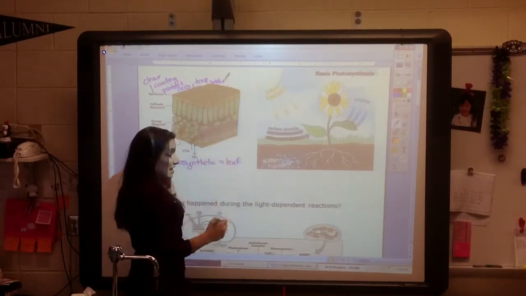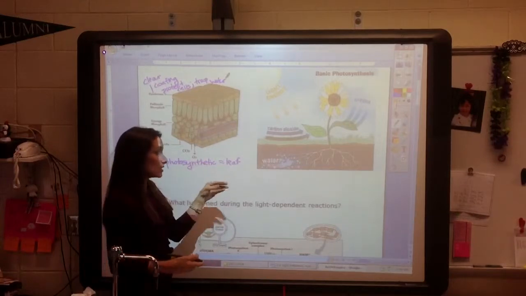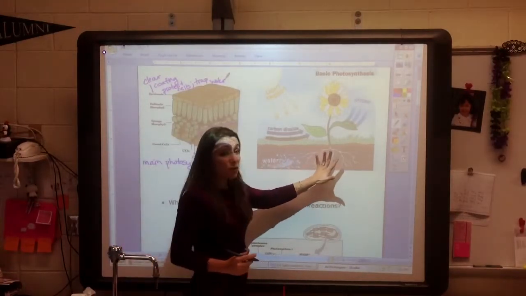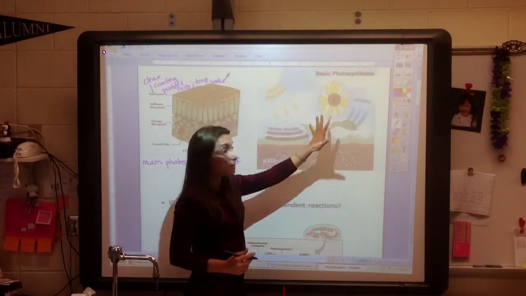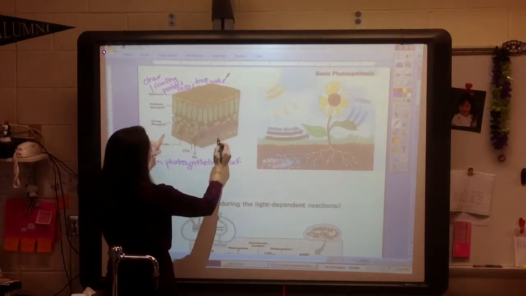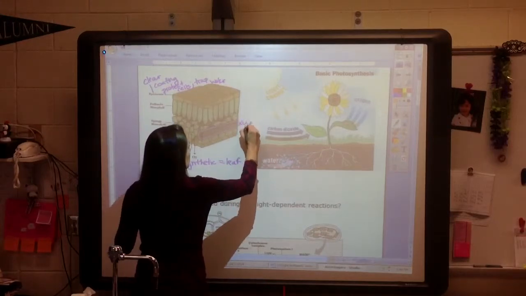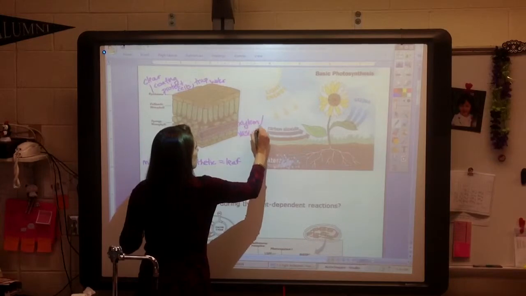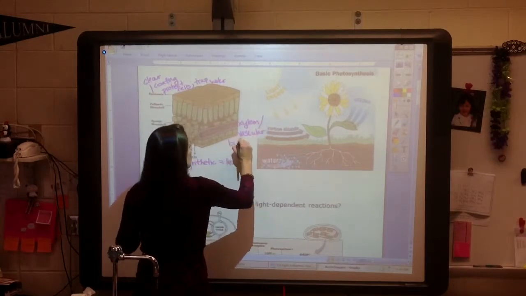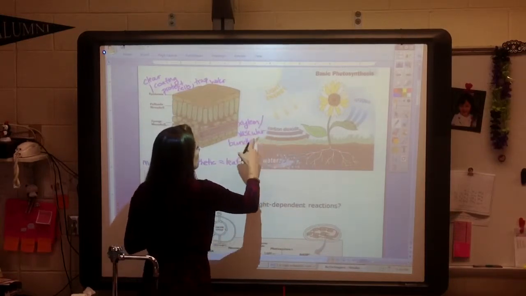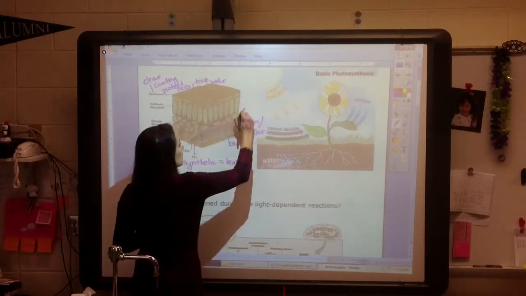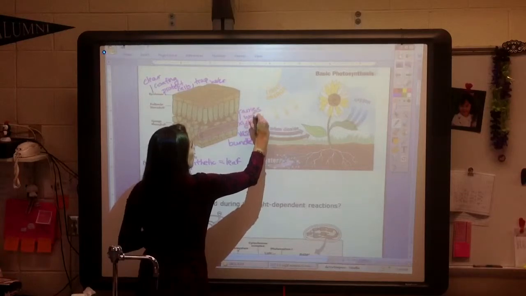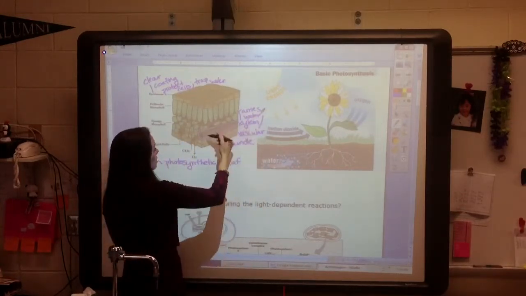Now remember, we need water at the very beginning to be our source of electrons. The water, of course, is absorbed by the roots, transported up to the leaves via something called the xylem, or the vascular bundle. And we're going to need to know this term a little bit later. This vascular bundle is what carries water up from the roots and delivers it here.